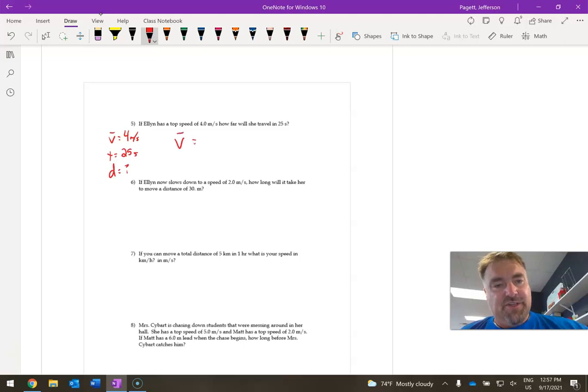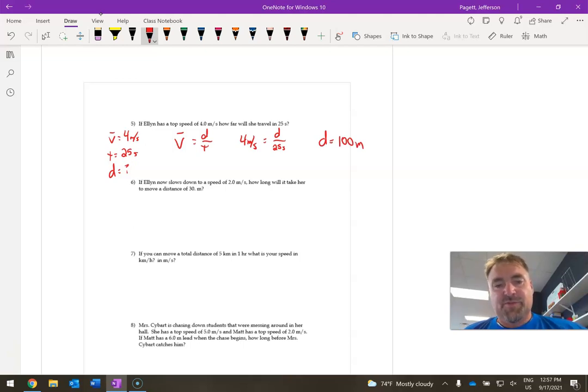So V average is equal to D over T. Plug that in, I've got 4 meters per second is equal to the distance over 25 seconds. Cross multiply, my distance kicks out to be 100 meters.